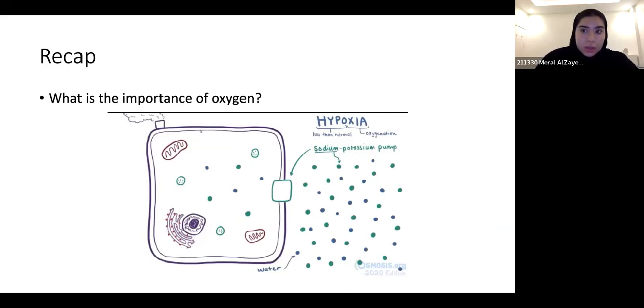However, these steps are reversible. But if this persists, it can lead to irreversible damage, cell lysis, and apoptosis. Is that clear? Okay. So moving on.